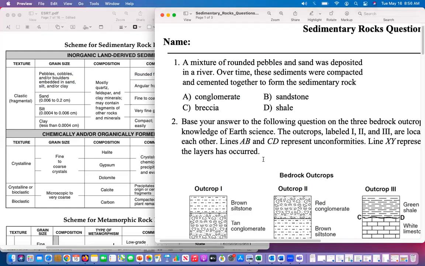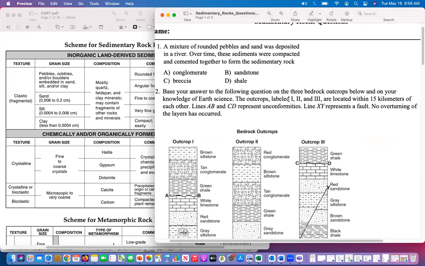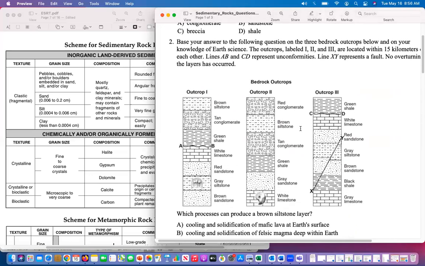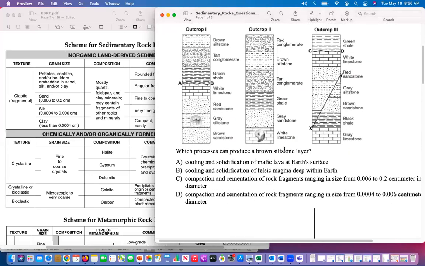All right. For number two, they say base your answers to the following questions on the three bedrock outcrops below and on your knowledge of earth science. The outcrops labeled 1, 2, and 3 are located within 15 kilometers of each other. Lines A, B, and CD represent unconformities. Line XY represents a fault. No overturning of the layers has occurred. All right. Which process can produce a brown siltstone layer?